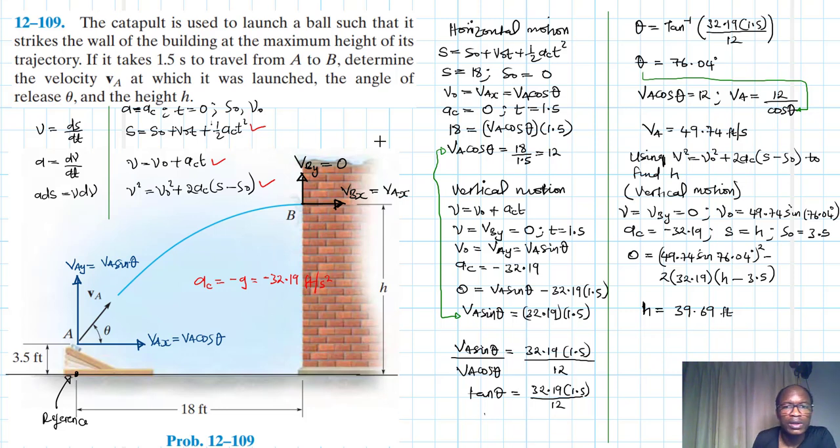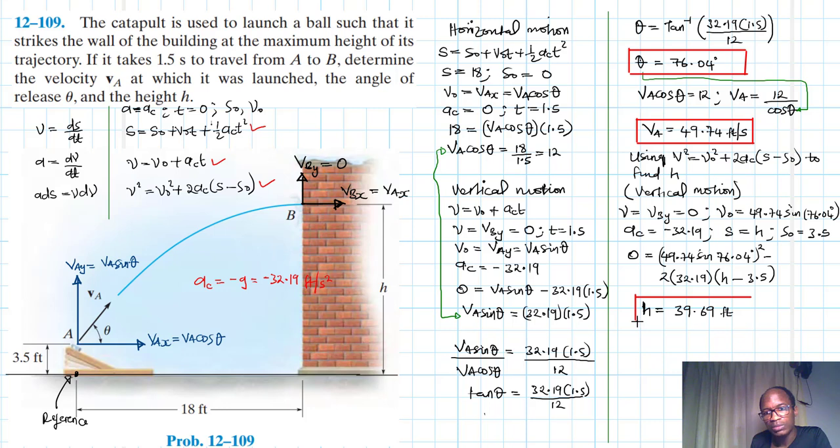I guess we are done. Let's outline the solutions. What do we have? Of course, we have theta that we just found. This is the angle of release. Then we do have VA. This is the initial velocity to which the catapult was launched. And then later on we do have H. This is the maximum height that the object or the ball reaches as it strikes the wall.